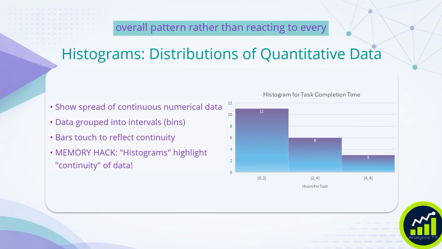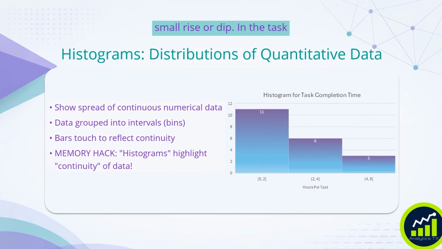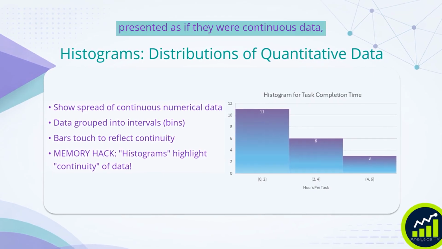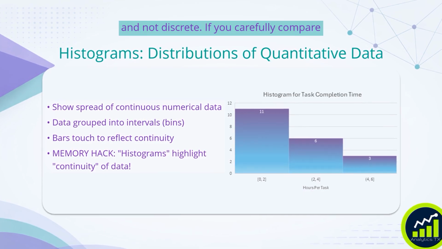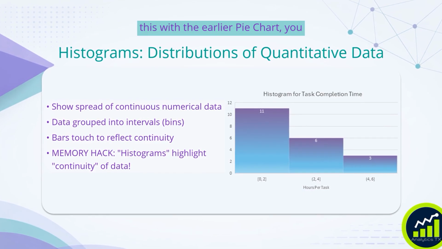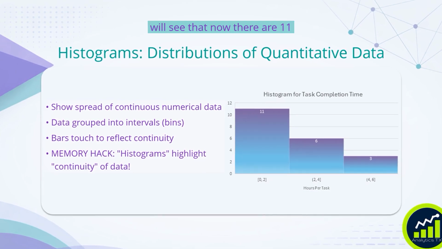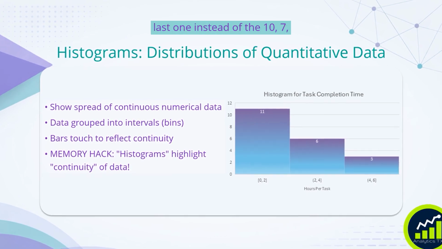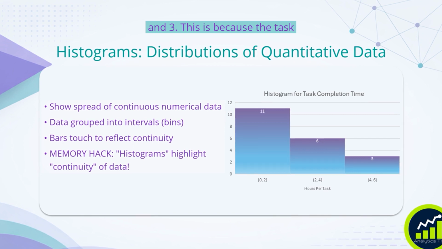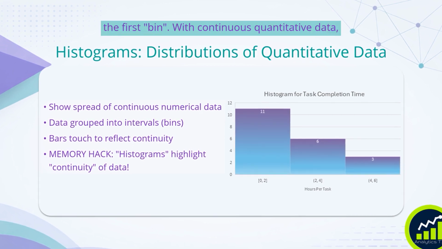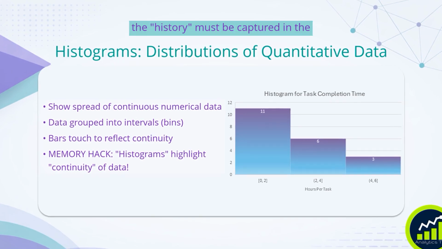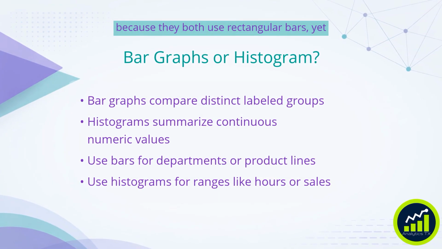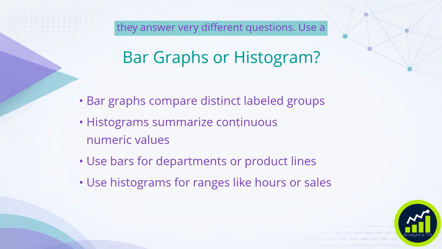Remember that the interval size affects the visual, so you should read the overall pattern rather than reacting to every small rise or dip. In the task example, the bins 0 to 2, 2 to 4, and 4 to 6 are presented as if they were continuous data, and not discrete. If you carefully compare this with the earlier pie chart, you will see that now there are 11 tasks in the first category, 6 in the second one, and 3 in the last one, instead of the 10, 7, and 3. This is because the task taking 2 hours now gets included in the first bin. With continuous quantitative data, the histogram must be used. Bar graphs and histograms often get confused because they both use rectangular bars, yet they answer very different questions.